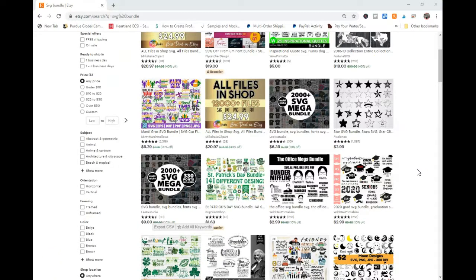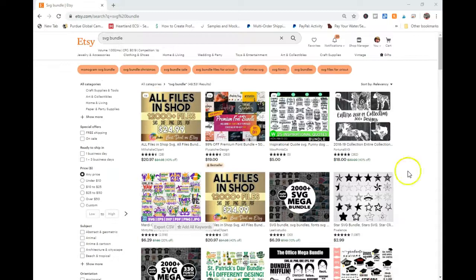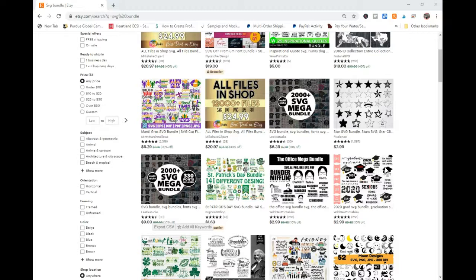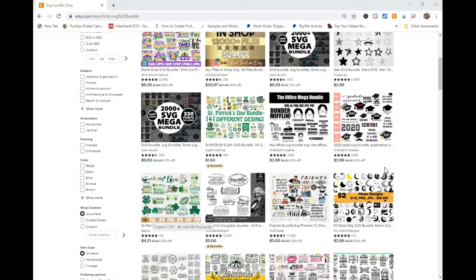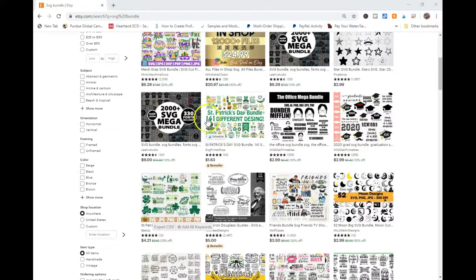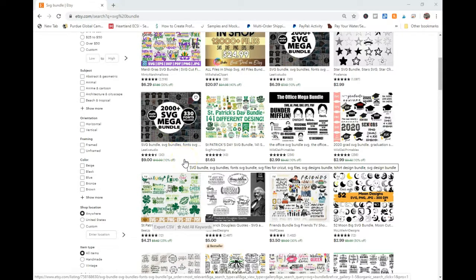Okay, so I just wanted to show you guys some bundle pricing that is out there, and you can see some ridiculous things come up. I just typed in SVG bundle, and there are 50,000 results basically. You can see some people are selling every single file in their shop for like 25 bucks. It's insane. These people here, 2,000 files with 330 fonts for $9. How can you really compete with that?